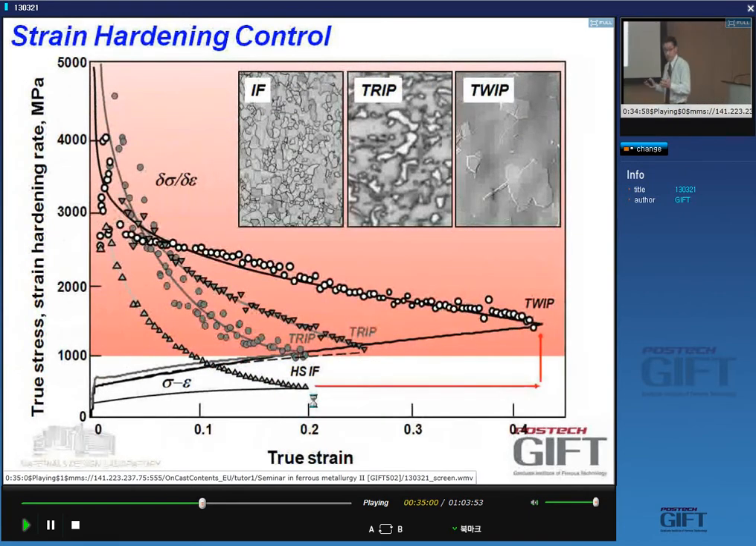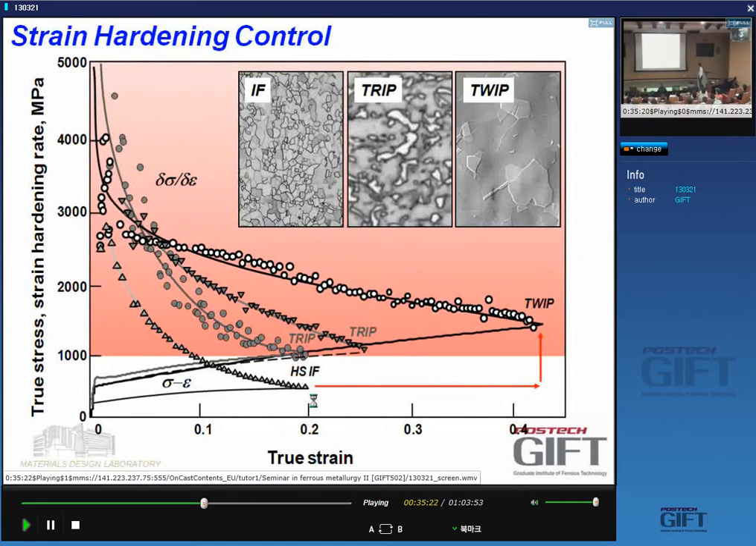However, in the past few years, we have developed steels for automotive applications which actually work on increasing the strain hardening. This is the stress strain curve and the strain hardening curve of a high-strength IF steel. And you can see that this strip steel and this strip steel and this strip steel manage to get an increase in strength together with an increase in ductility, without any problems. So how is this done?